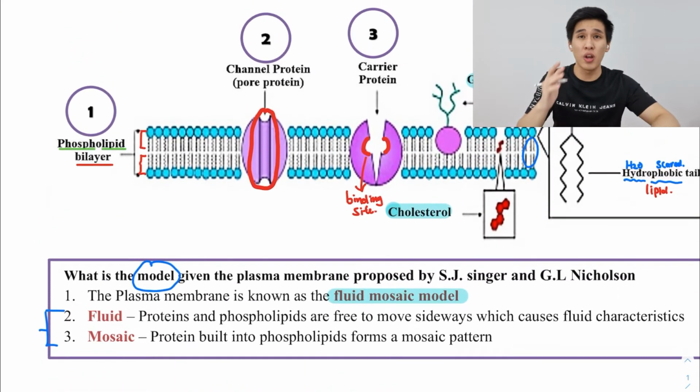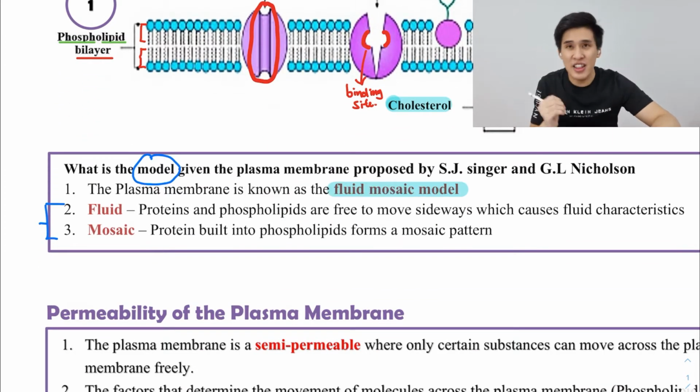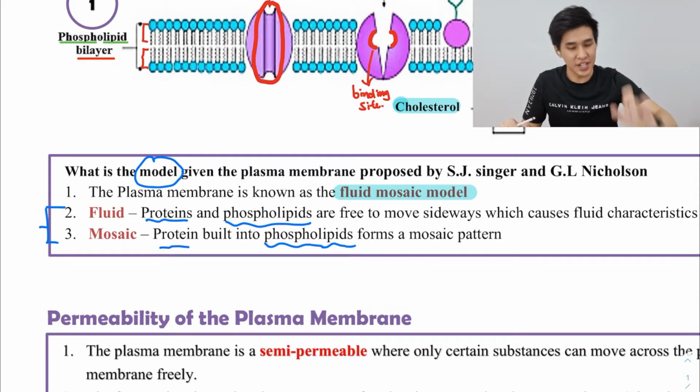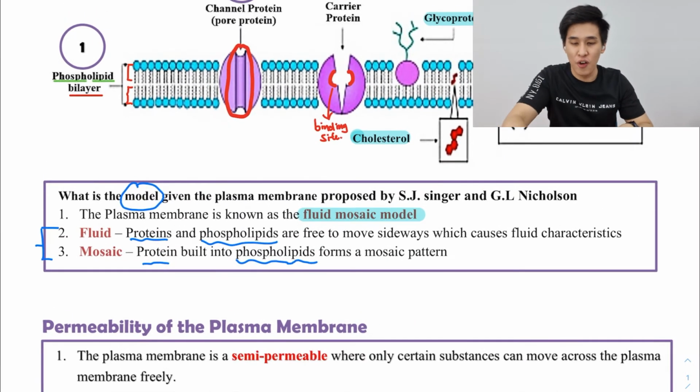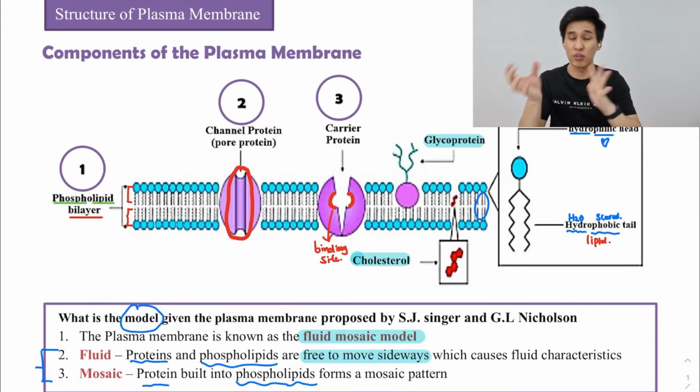So no matter is it fluid or mosaic, first things first, remember you have to use proteins and phospholipids to help you answer these 2 words. As you see here, they say proteins and phospholipids are free to move sideways. So your proteins, which is the channel carrier, and the phospholipids, they are free to move sideways. So they are constantly sliding up and down, left and right, make your plasma membrane like fluid, flexible water.